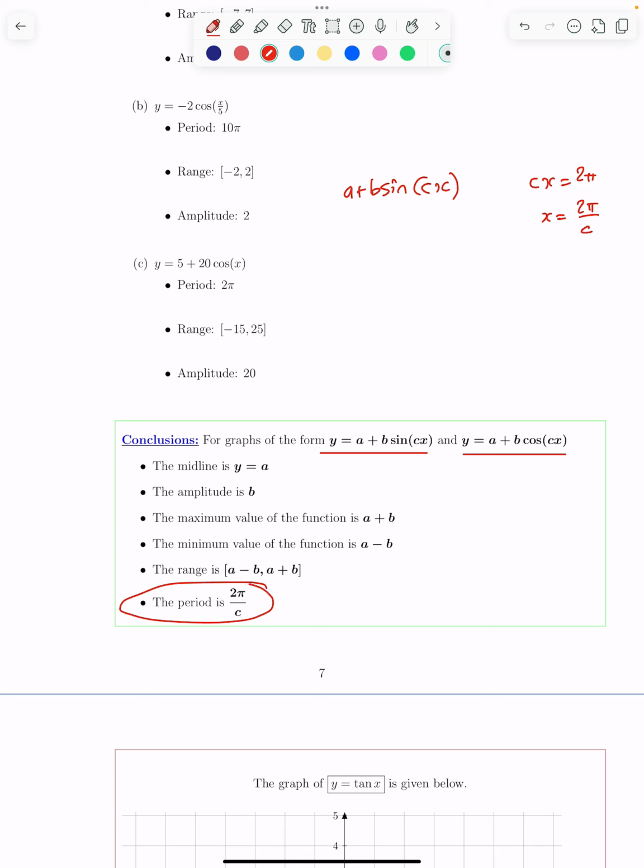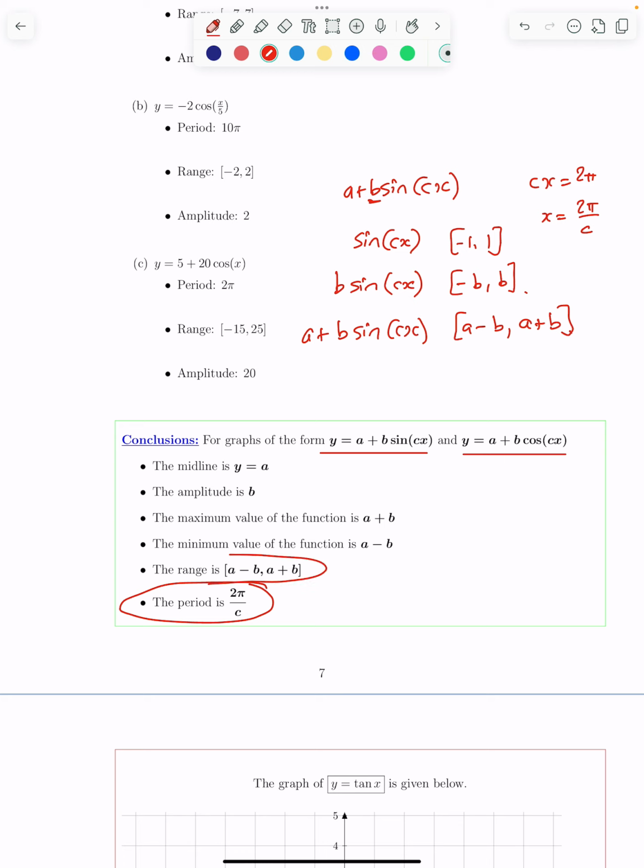Okay, there we are. And then for the range, what I'd do is I'd start with sine. Doesn't matter whether you have cx or not on the inside, the range is -1 to 1. And then when you multiply it by b, I'd work through it step by step here. That involves multiplying both ends by b, so that's minus b and b. And then for a plus b sine cx, I add a to both ends, a minus b and a plus b. So that's how you get the range. The minimum value is a minus b, the maximum value is a plus b. y equals a is the midline, if you like to remember that. Okay.